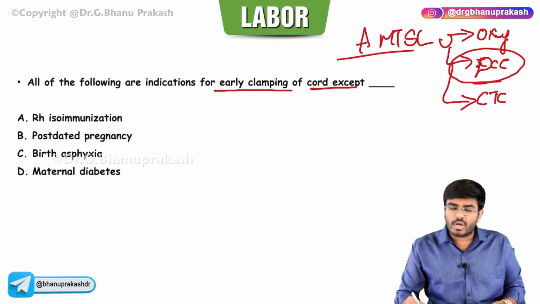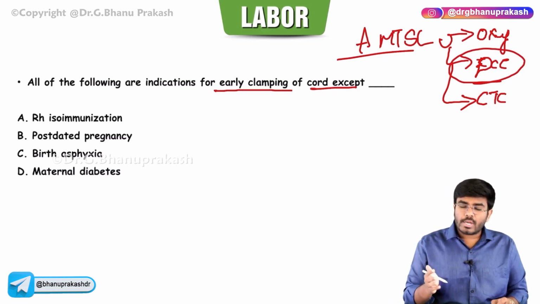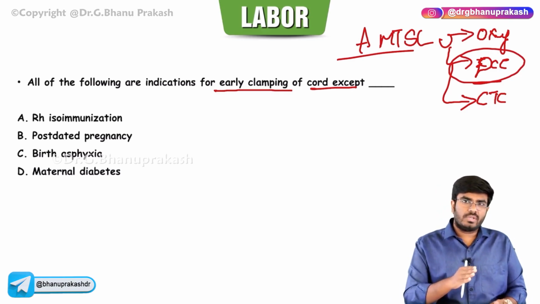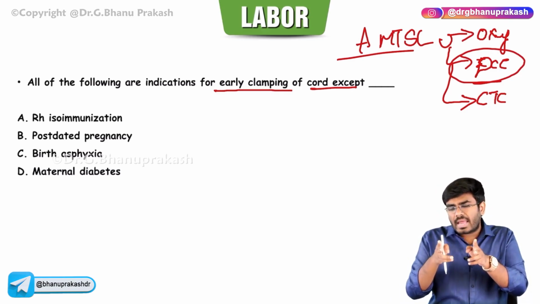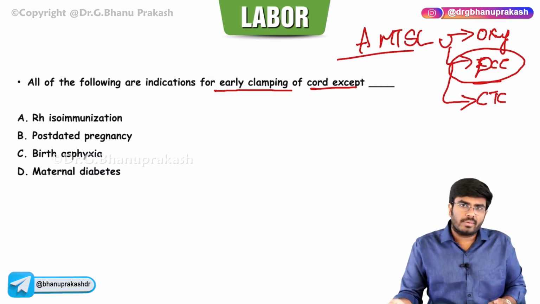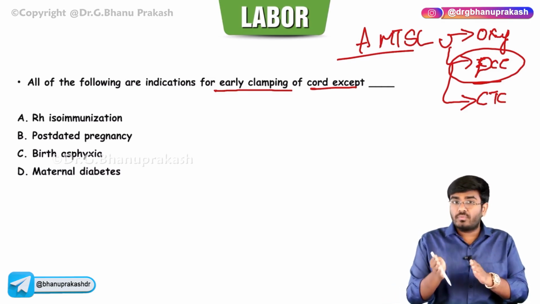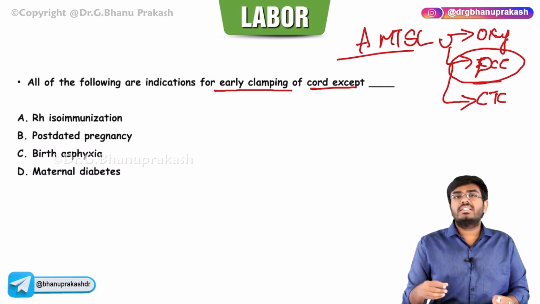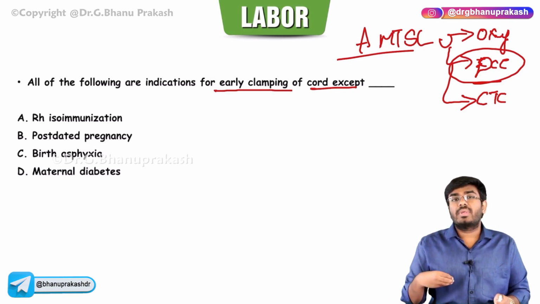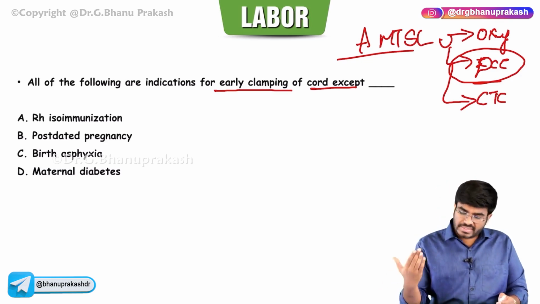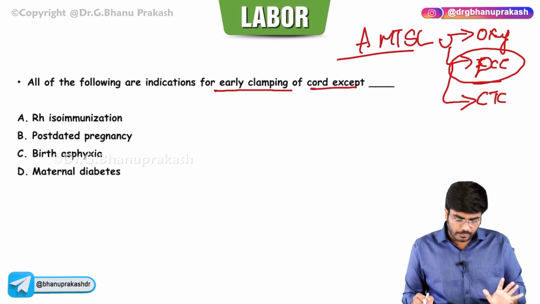Usually we will do delayed cord clamping. If you do delayed cord clamping, you have to clamp the cord not less than 3 minutes. Usually you will clamp the cord between 1 to 3 minutes, to be frank. If you clamp the cord between 1 to 3 minutes, that is known as delayed cord clamping, which means you are not going to clamp before 1 minute. Why? Because all the blood present in the umbilical cord will be taken back by the baby. So that prevents neonatal anemia. So delayed cord clamping is something which usually we do.